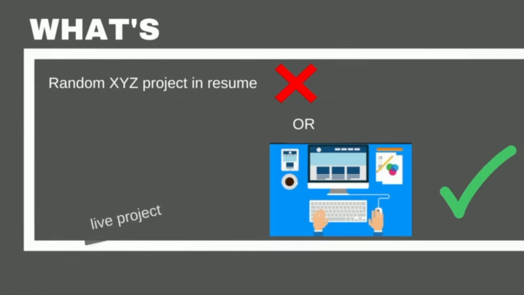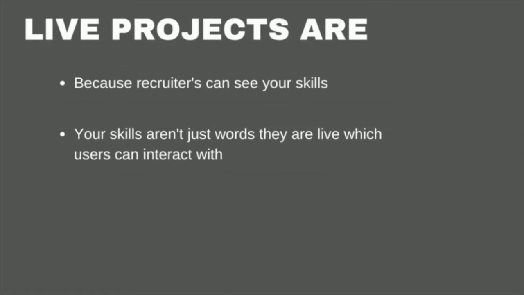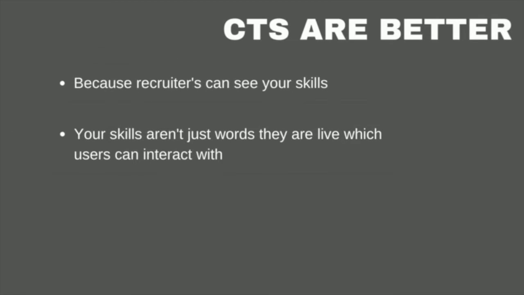For example, what would be better to write in your resume: that you have worked on some random XYZ project, or that you have created an application which is live, which other users or recruiters can look around and take a feel of your skills? I think the latter one is a better choice since it's exposing your skills to the outside world.